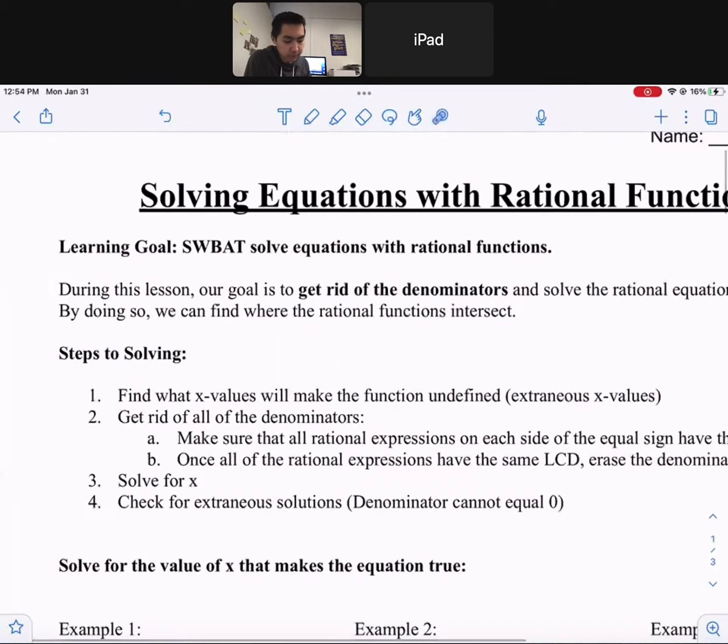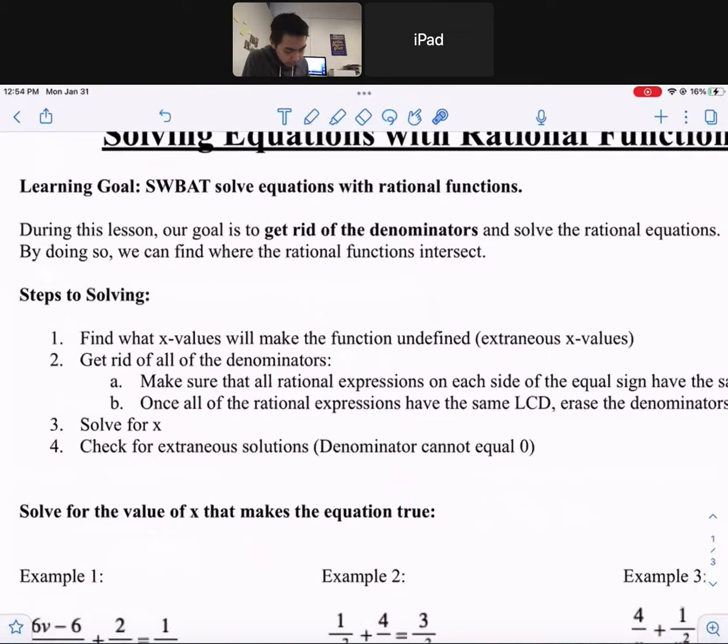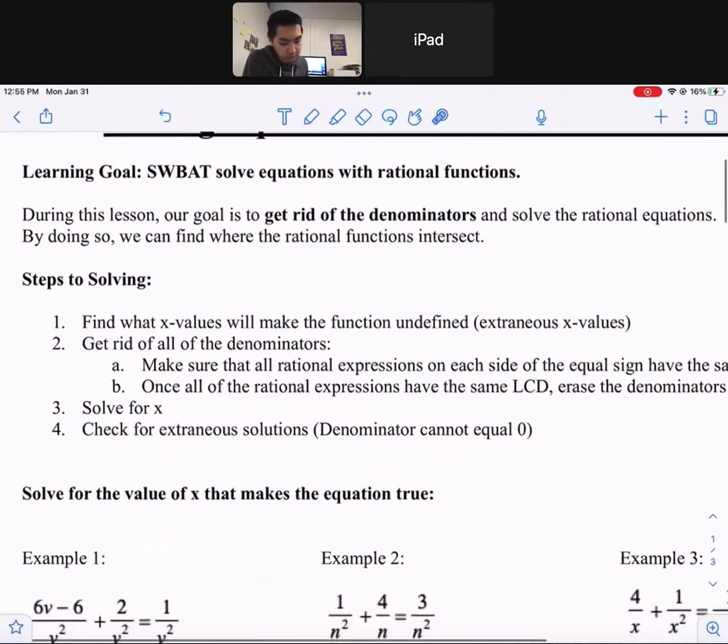Learning goal: students will be able to solve equations with rational functions. During this lesson, our goal is to get rid of the denominators and solve the rational equations. By doing so, we can find where the rational functions intersect. Here are the steps for solving rational equations.